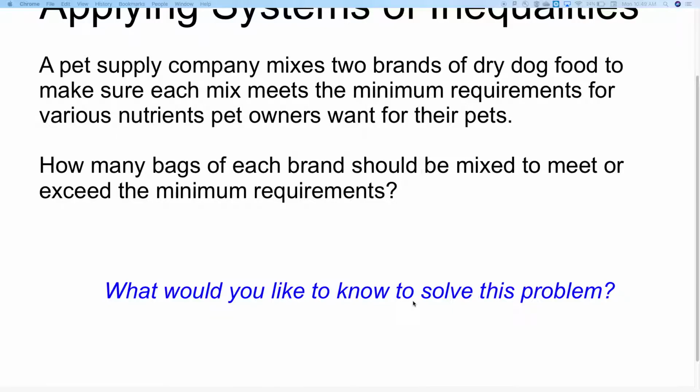Okay, now come together with your pods, your groups, and just share out. What are the things you want to know? Tell your pods what kinds of questions you have.